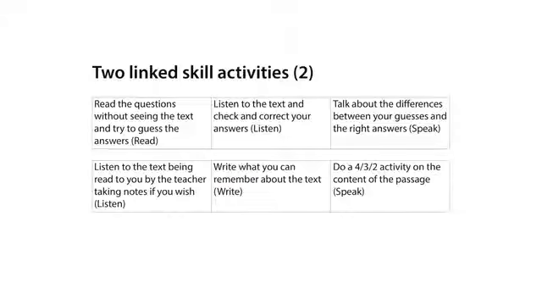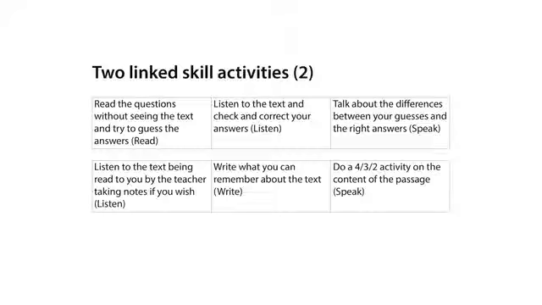Let's look at some more examples. In this particular linked skills activity, the learners see a set of questions, but they don't see the text that the questions are based on. They try to guess the answers to the questions without having seen the text. It's quite a good idea for them to work in pairs when they do this part of the activity.